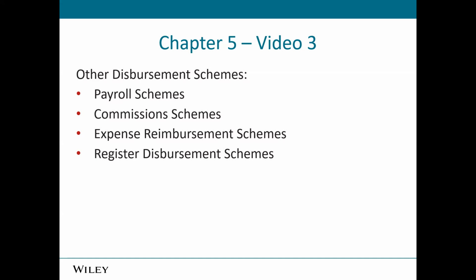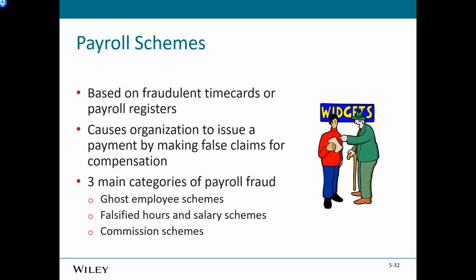So we have payroll, commissions, expense reimbursement, and register disbursement schemes. So let's jump right in with payroll. Payroll schemes are going to involve something relating to our payroll. So this could be fraudulent time cards, falsifying our hours, ghost employees, commission schemes. So we're going to talk about each of those three main categories. Again, ghost employees, falsified hours, and commission schemes kind of all go within this idea of payroll.